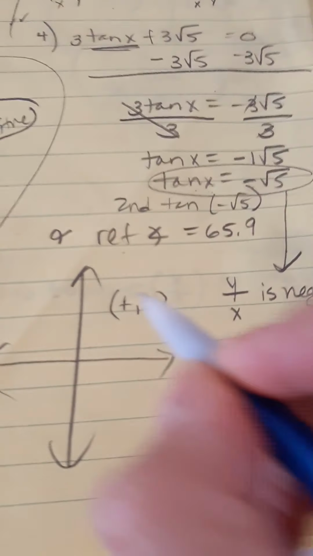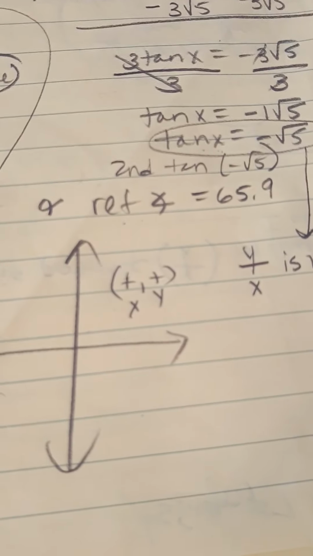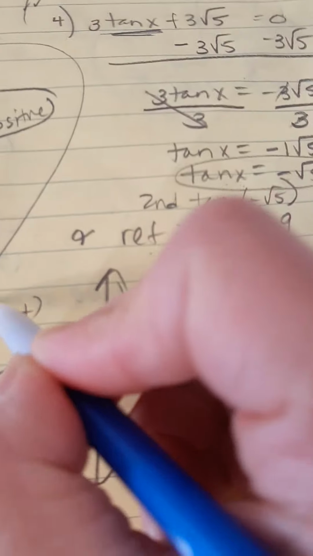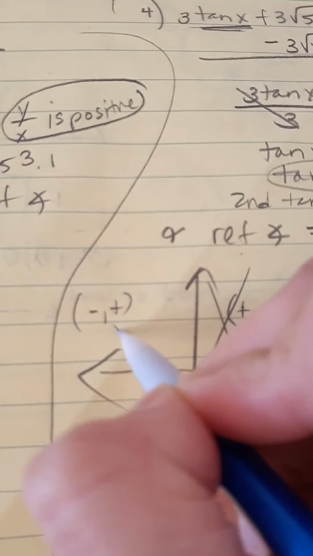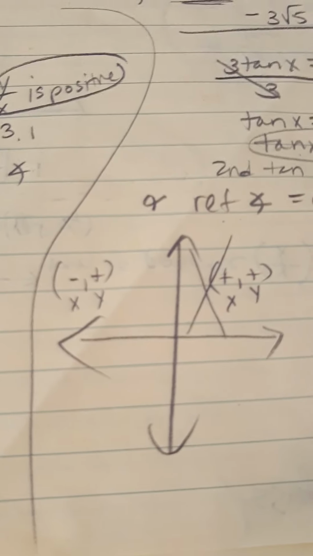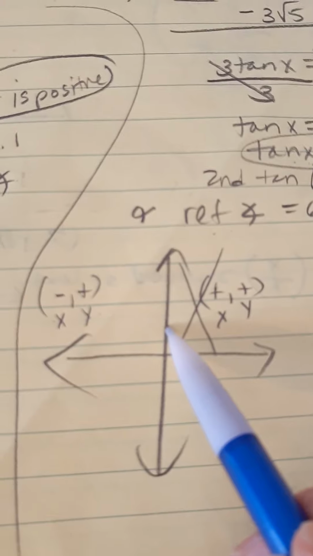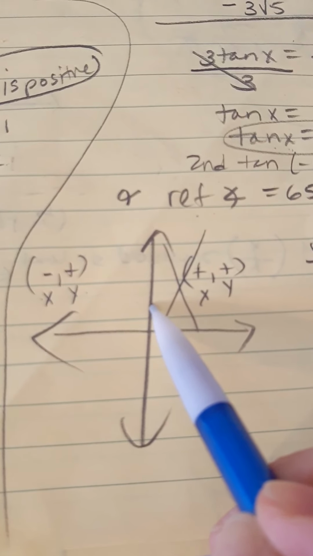Quadrant 1 is positive, positive. When you divide y and x, you get a positive. I don't want that, so I'm crossing this out. I want to get a negative. In the second quadrant, which goes negative, positive, when you divide y and x, you want to get a negative. So a positive divided by a negative is definitely a negative. So that works. We're going to keep this quadrant.